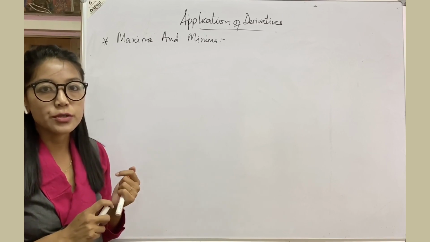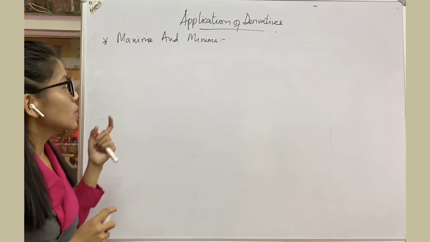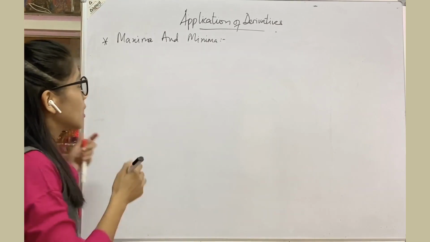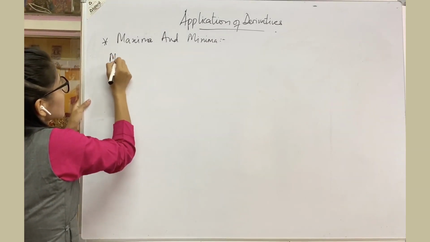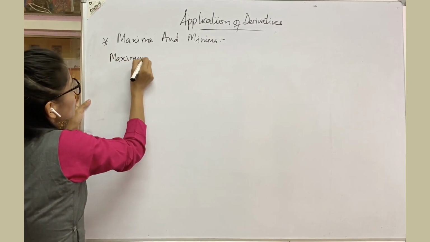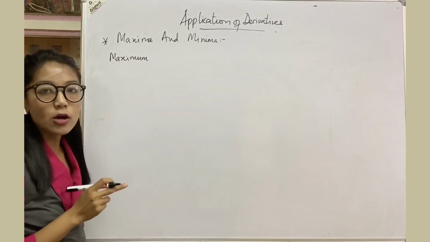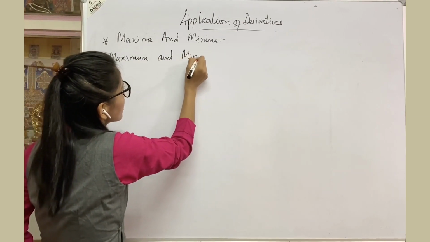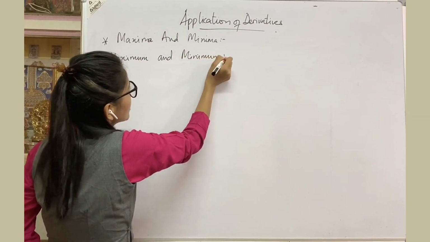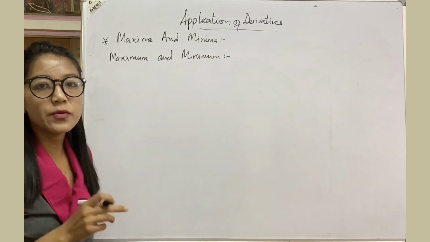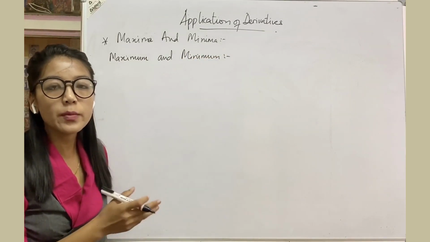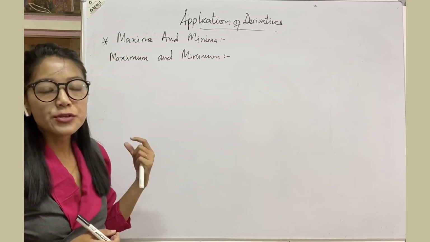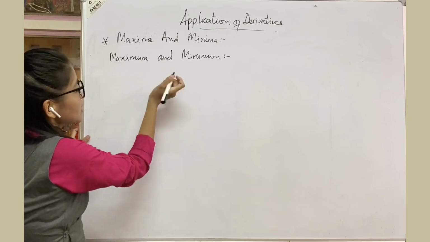Maxima and minima value of a function. Before coming to this topic, I want to discuss this. Now all of you know the meaning of maximum, right? And you also know the minimum, right? So these two words you are familiar with. What do we mean by maximum and minimum? Now the same meaning is to be applied for a function's value. Graphically I'll try to show you.